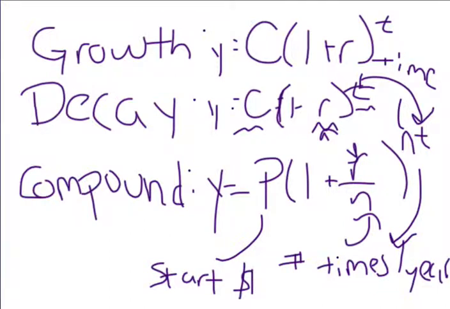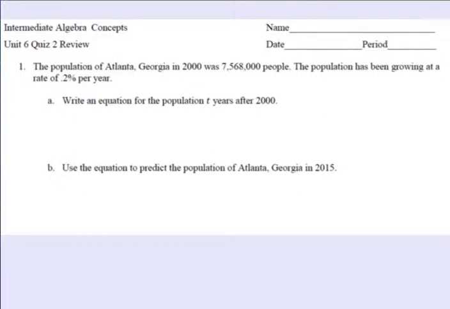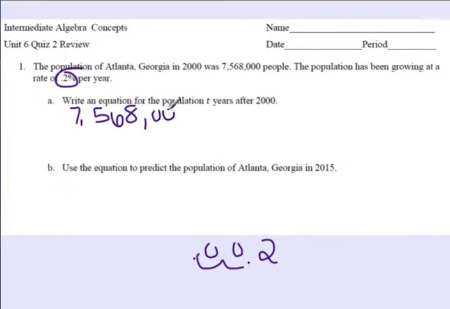Now let's go ahead and start applying this. Taking a look at number 1, the population of Atlanta, Georgia in 2000 was 7,568,000 people. The population has been growing at a rate of 0.2% per year. Even though the percent is a decimal, you still have to convert it away from a percent. So you're going to move it left 2 places. So then our rate is going to be 0.002. Our starting value is 7,568,000. And then we're going to do 1 minus 0.002, and then we're going to be raising that to some t power. We don't know the time yet.